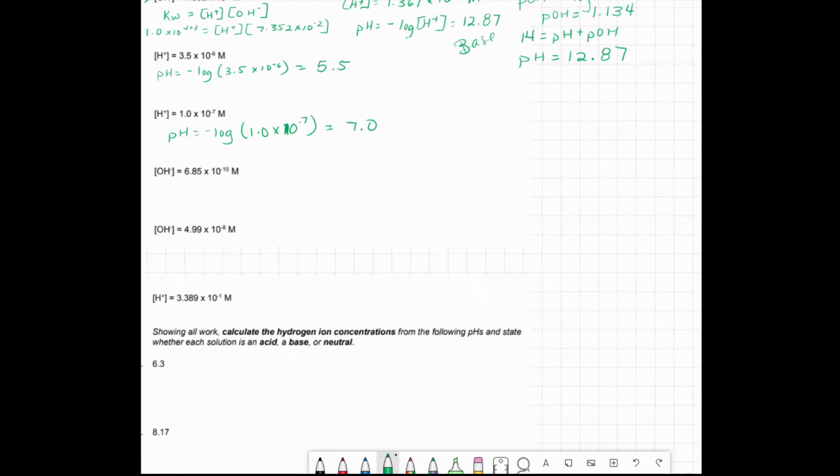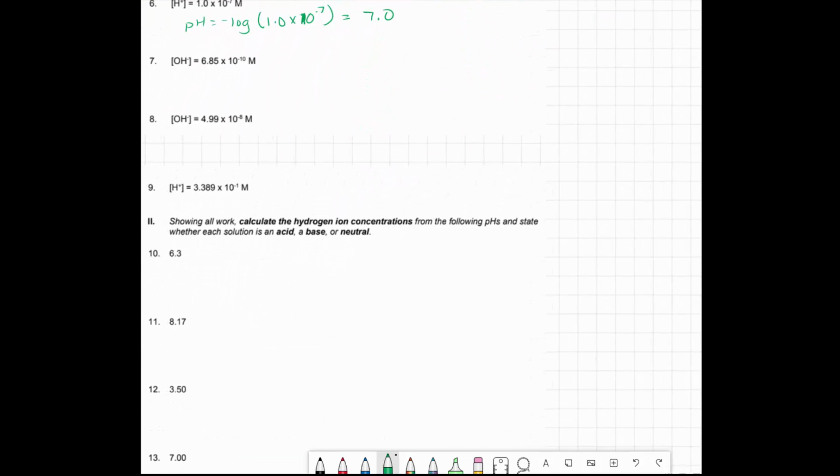For the next one, number 7, we are given a hydroxide, the negatively charged ion, concentration. I'm going to use the pOH method. So the pOH of this is the negative log of the concentration of the hydroxide, 6.85 times 10 to the negative 10. And I get a pOH value of 9.16. But now the question isn't what is the pOH, it is the pH. Oh, and I forgot to say this one is neutral because the pH is exactly 7.